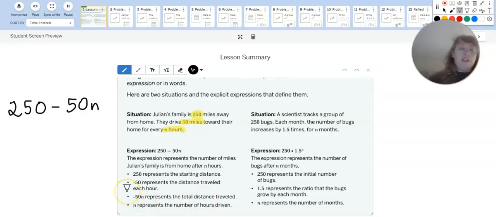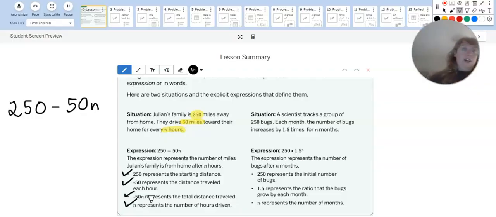So for 1 hour, they're 50 miles closer. After 2 hours, they're 100 miles closer, and so forth. 250 represents the starting distance. Minus 50 represents the distance traveled each hour. Negative 50, because they're getting 50 miles closer to home. And negative 50n represents the total distance that they've traveled, and n is the number of hours driven.